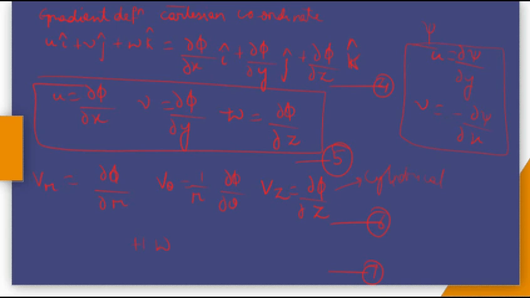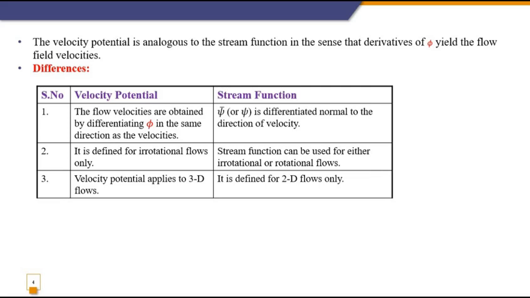Now when we look at these two terms, the velocity potential and the stream function, they seem analogous, right? Because in both the cases, the derivative of psi and the derivative of phi is giving me the velocity of the field in that particular direction. But hold on, are they actually analogous or do we have some differences? Yes, certainly we have some differences. What are those differences? Let us have a look.